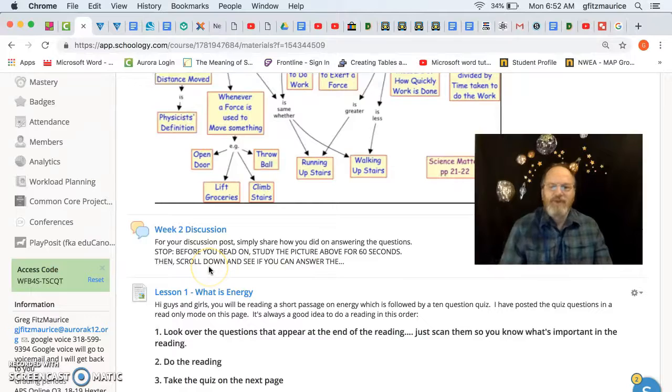For the discussion post, it's an observational discussion post where you're going to be studying a picture for 60 seconds, then scroll down and try to answer the questions. No sense answering them or looking at the questions first. That doesn't help. It's just to see if your observational skills are being honed, another word for improving.